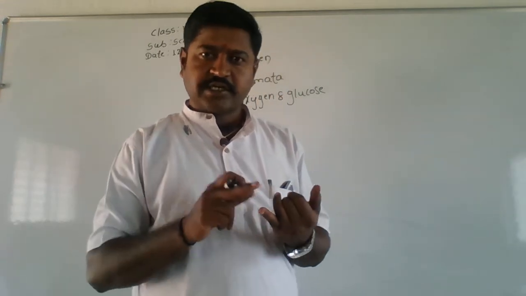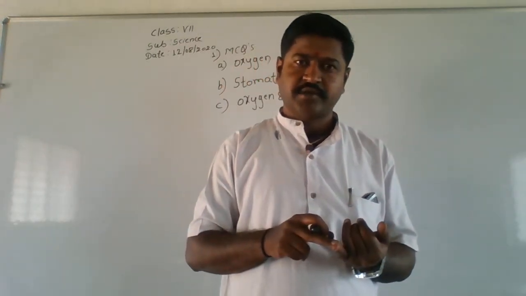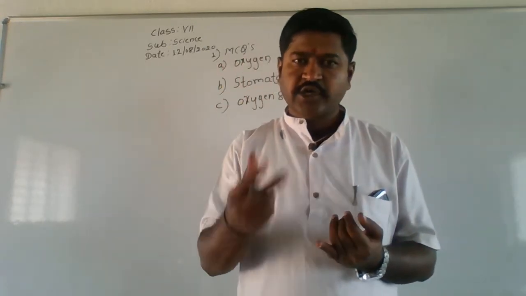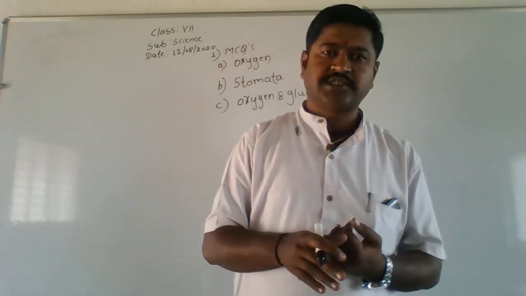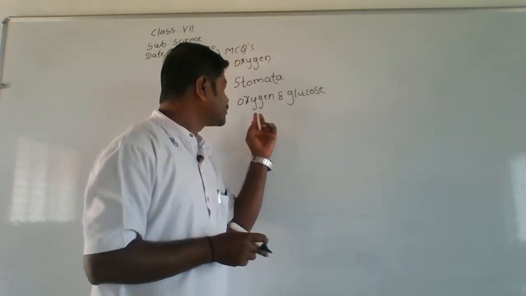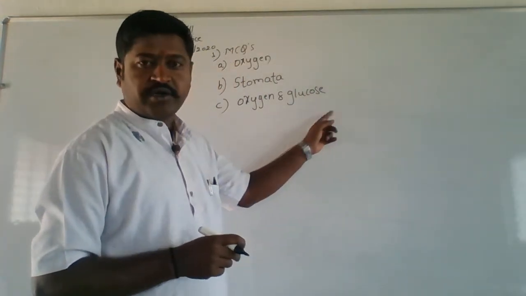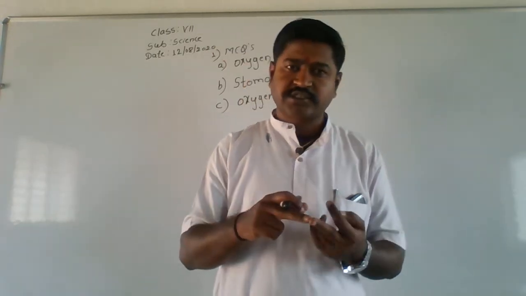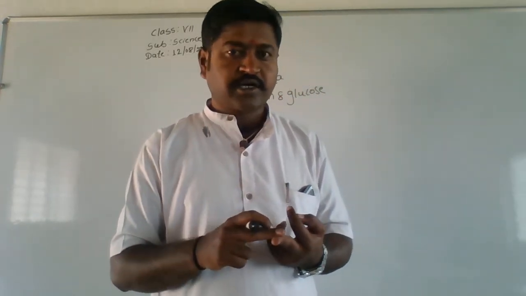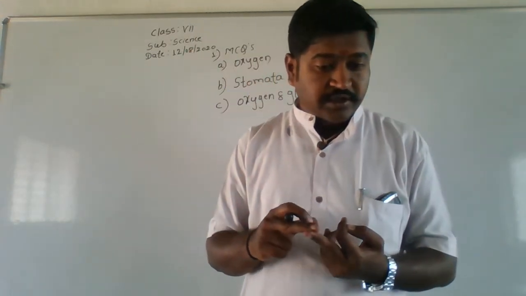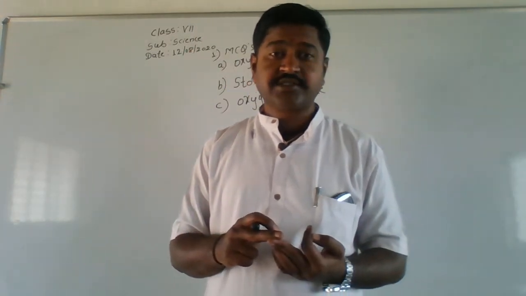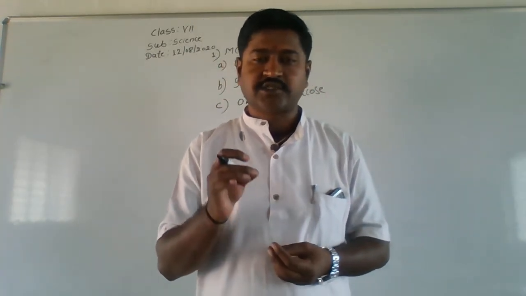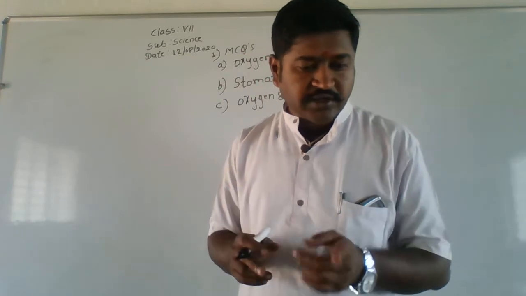Because carbon dioxide and water combine in the presence of sunlight and chlorophyll and give out glucose and oxygen. So the end products of photosynthesis are oxygen and glucose. Which are the other options? Oxygen and carbon dioxide. Of course oxygen is given out but not carbon dioxide. Then the third option, carbon dioxide and starch. No, carbon dioxide is required if photosynthesis has to happen. Along with carbon dioxide, they have given starch.